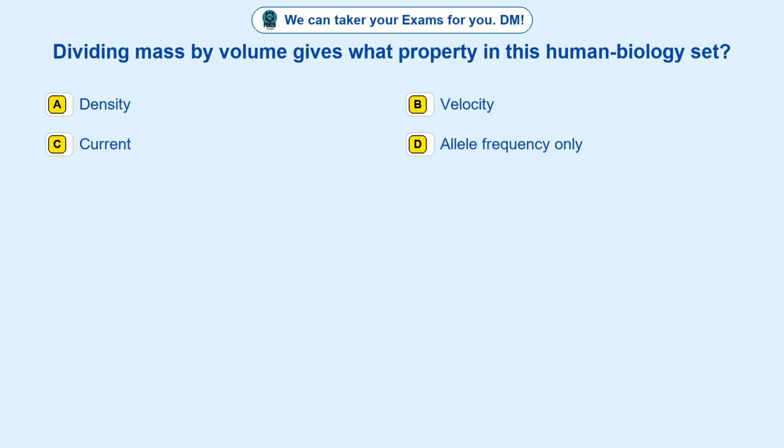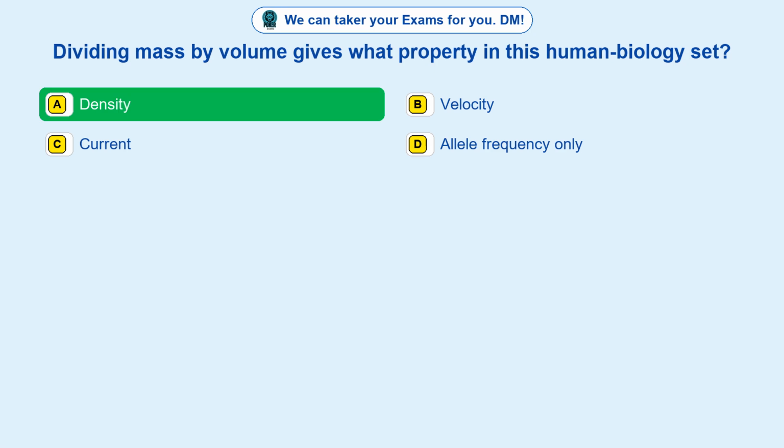Question 78. Dividing mass by volume gives what property in this human biology set? Option A, density. Option B, velocity. Option C, current. Option D, allele frequency only. The correct answer is option A, density.